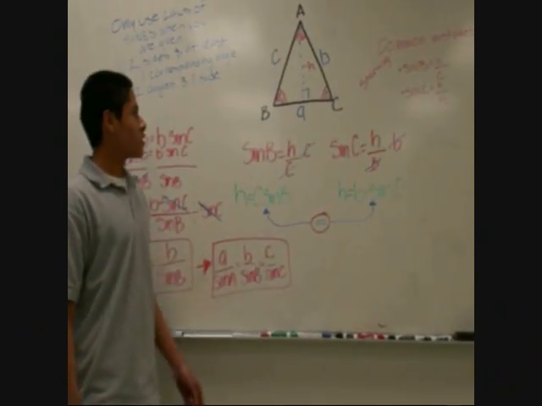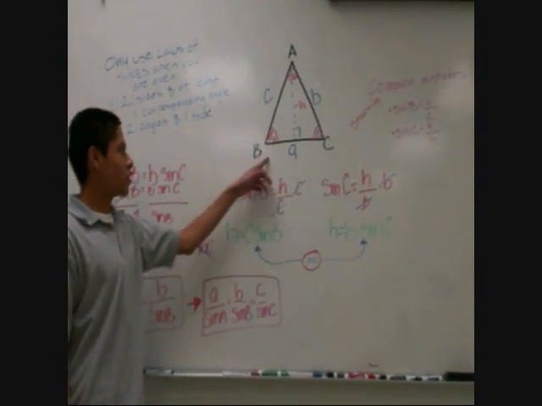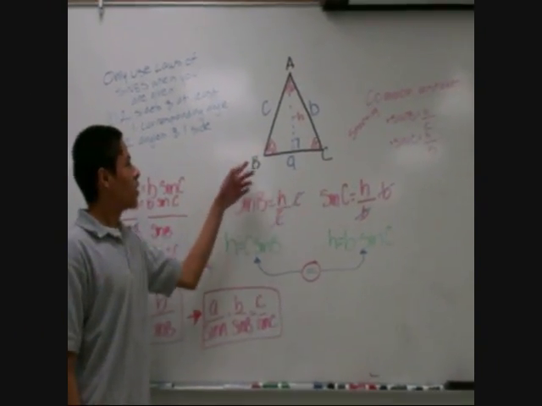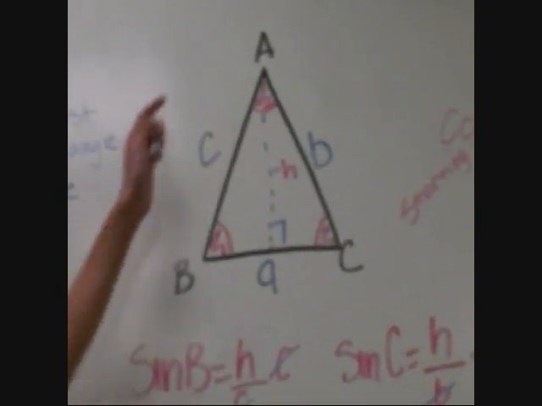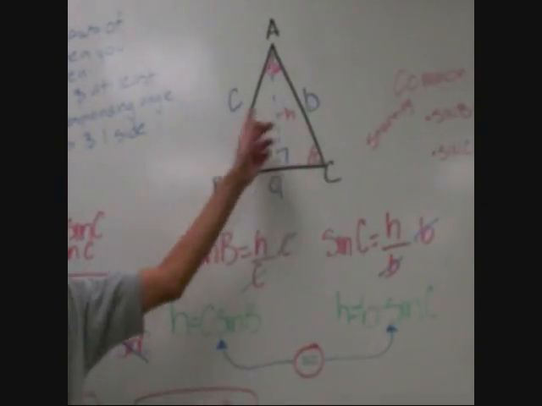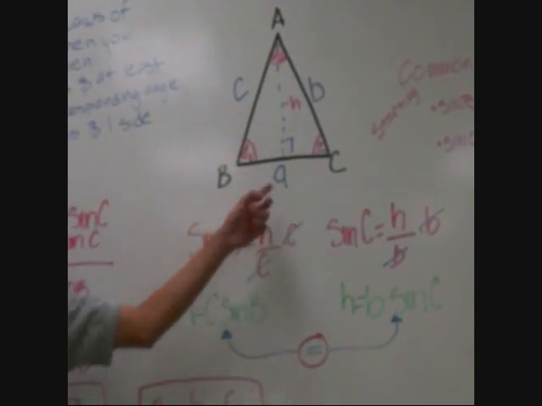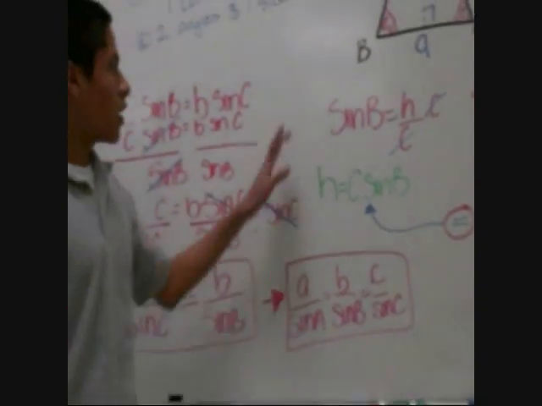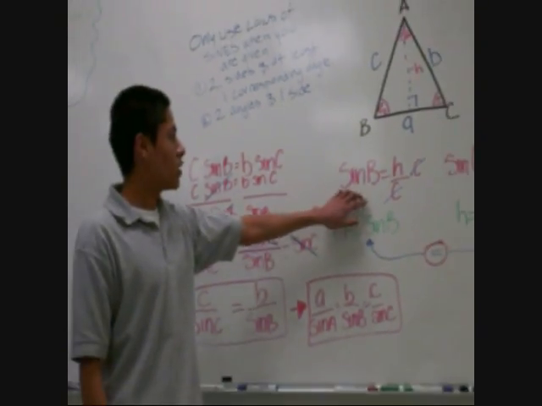To derive the law of sines, first start by drawing a regular triangle. Label the angles A, B, and C. Label the sides A, B, and C. Draw the height. Okay. Now start with sine of B.